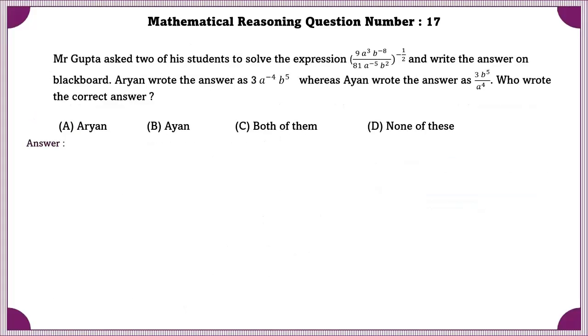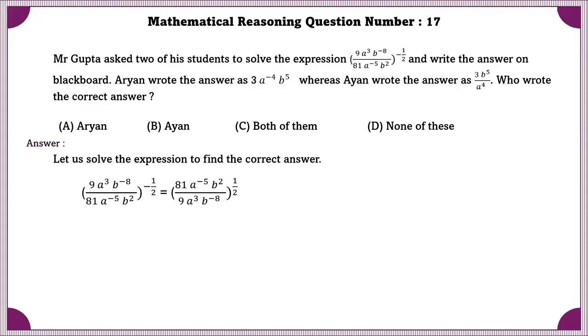Mathematical reasoning question number 17. Mr. Gupta asked two of his students to solve the expression and write the answer on the blackboard. Aryan wrote the answer as the given expression, whereas Ayan wrote the answer as the given expression. Who wrote the correct answer? First, let us solve the expression to find the correct answer.